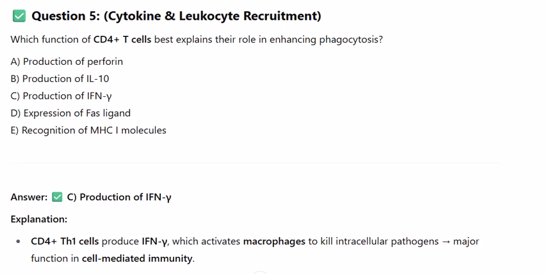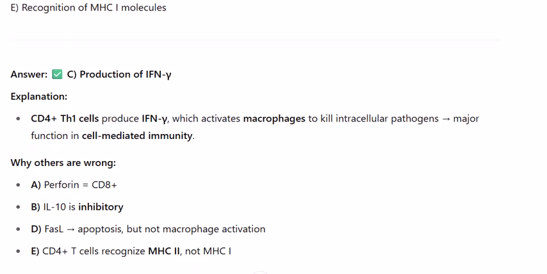Explanation: CD4+ Th1 cells produce IFN-gamma, which activates macrophages to kill intracellular pathogens, a major function in cell-mediated immunity. Why others are wrong: A, perforin equals CD8+. B, IL-10 is inhibitory. D, Fas causes apoptosis, but not macrophage activation. CD4+ T cells recognize MHC II, not MHC I.